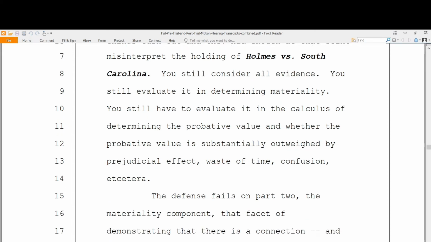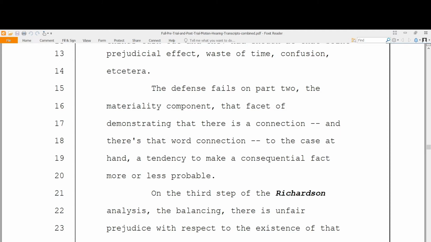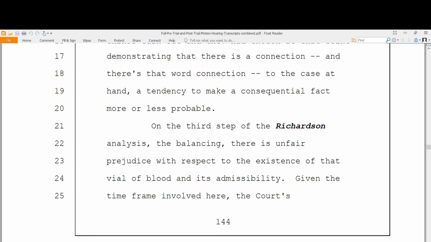You still have to evaluate it in the calculus of determining whether the probative value is substantially outweighed by the prejudicial effect, waste of time, confusion, etc. The defense fails on part 2, the materiality component, the facet of demonstrating that there is a connection to the case at hand, a tendency to make a consequential fact more or less probable.